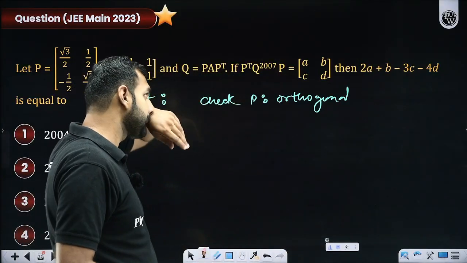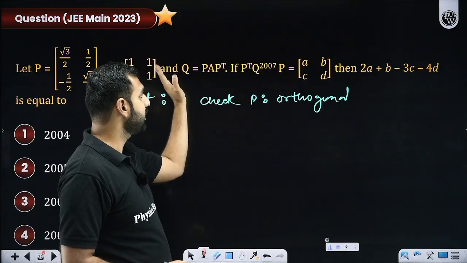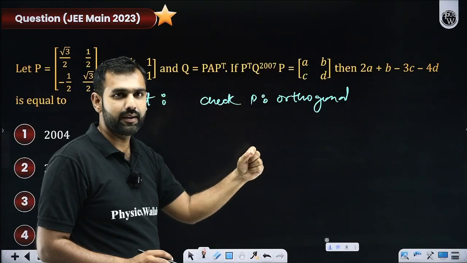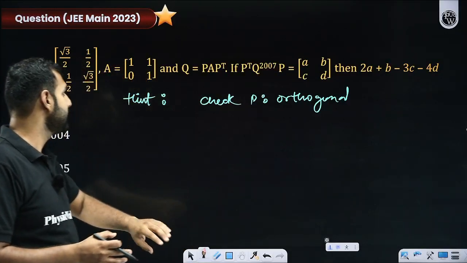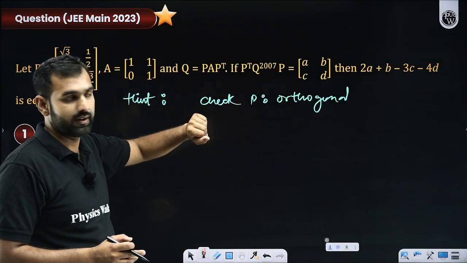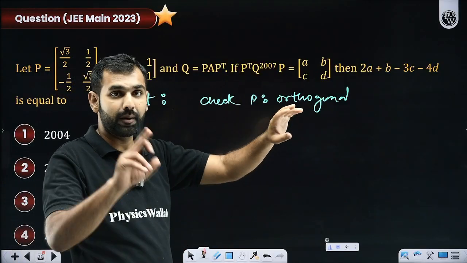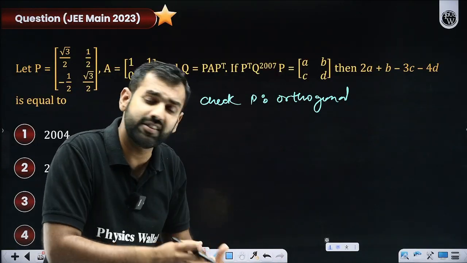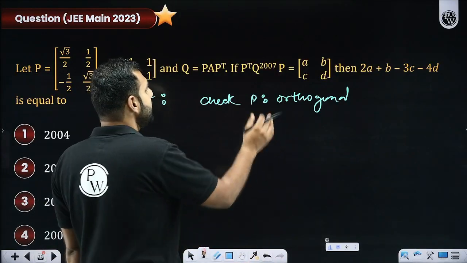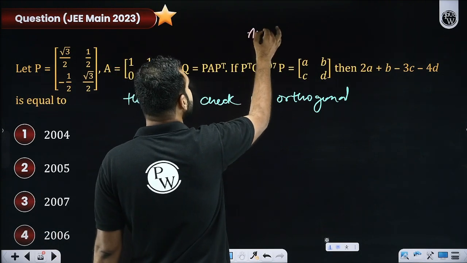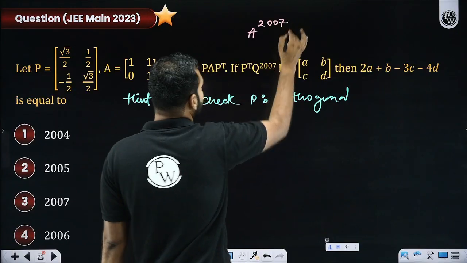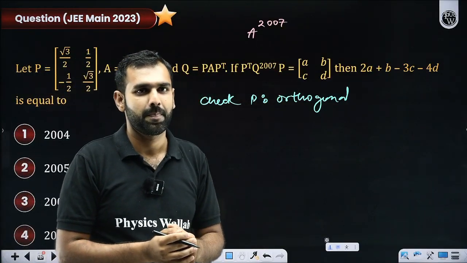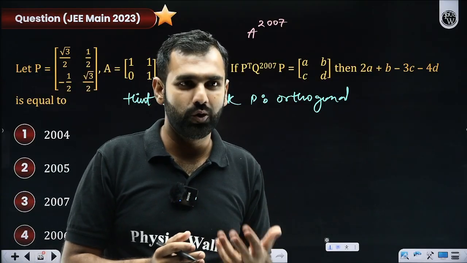So once you crack this, I hope you'll realize that you can crack this P transpose Q to the power 2007 P. But what will it be? I hope you're realizing it will be A to the power 2007, because all these P transpose P will become identity matrices. Yes or no? The way we did it in the previous question, the same will happen here. So technically, this whole expression will lead you towards A to the power 2007. Now, sir, how do we crack A to the power 2007?